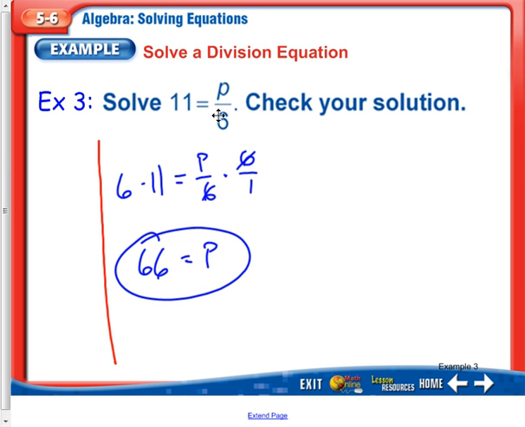66 divided by 6 is 11, so that works. Again, you know, this would be a 1, this would be a 1. So p times 1 is p. 1 times 1 is 1. P divided by 1 is just plain p. So that's how we went from right here to there.